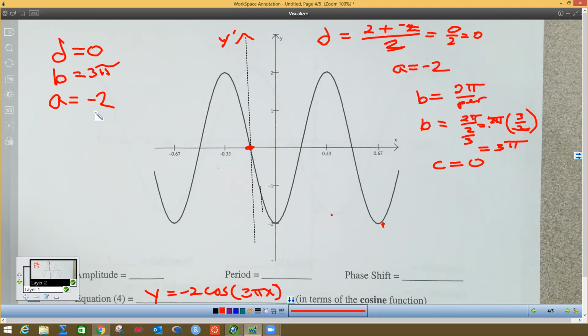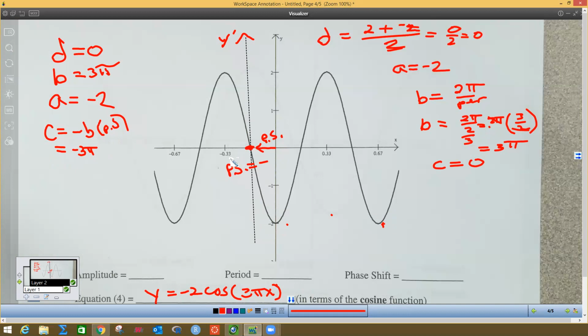All right, now to get C, I gotta find my period. So I'm gonna go minimum, because it's on the 0. Oh, I already did that. So to get C, C is going to equal -B times your phase shift. So B was 3 pi, so I gotta put -3 pi in there. My phase shift is from here to there. So I'm going left, so that means my phase shift is negative.